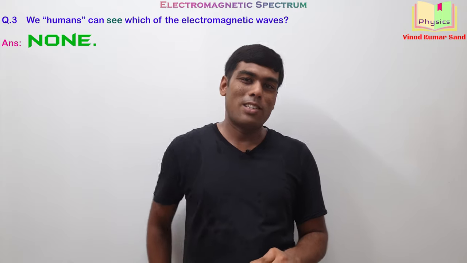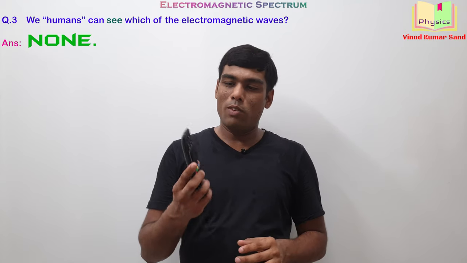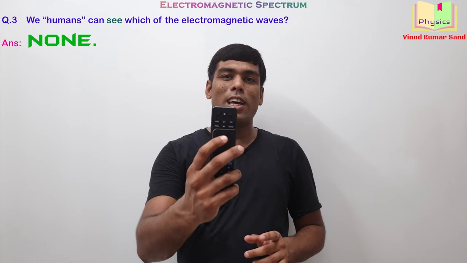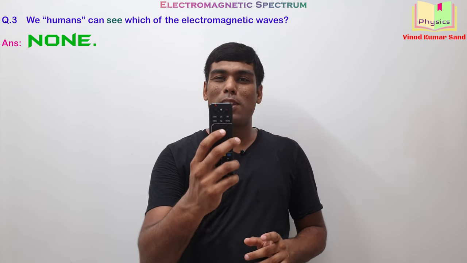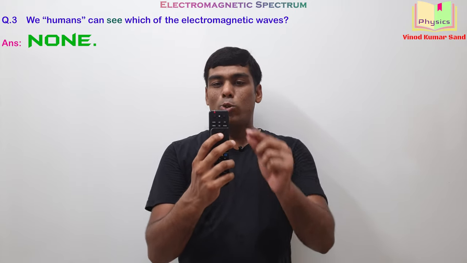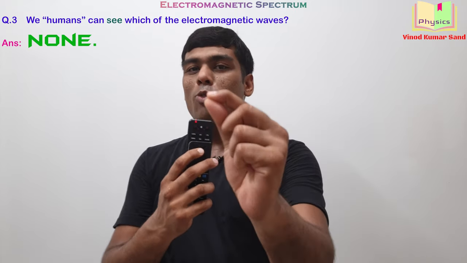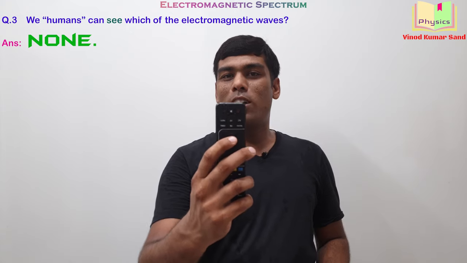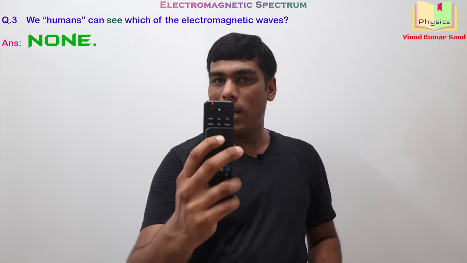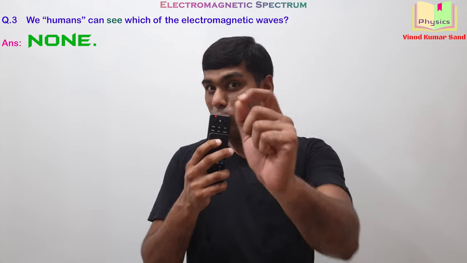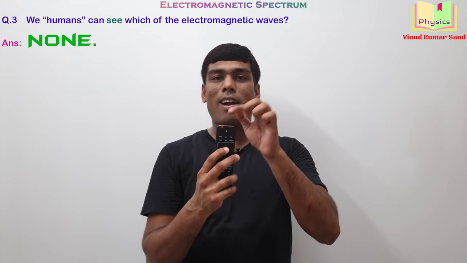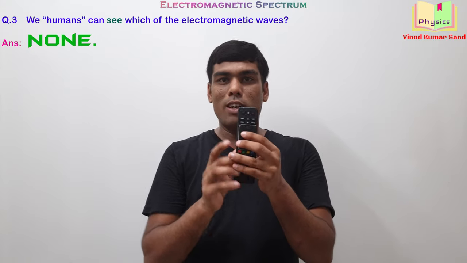Let me ask it in another way. Here is a TV remote. If I press the button, can you see something? What is blinking? A red LED light is blinking. So do you see any kind of wave coming towards you when I press the button? There is the red light, but do you see any waves coming towards you? You can see the remote, you can see the red light. How do you see the different colors?